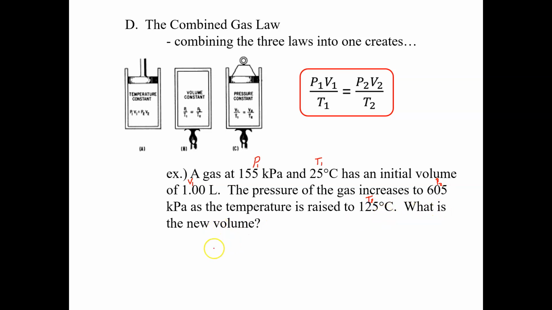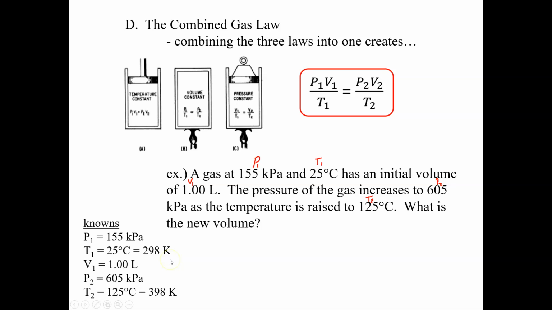What is the new volume? Well, this new volume, V2, must be the one thing that we don't know. That's our unknown. So knowns: we know P1, we know T1, we know V1, we know P2, we know T2. Don't forget, those temperatures must be changed to kelvins. Anytime we work with temperature and gas, we have to think about it in terms of Kelvin. The unknown is V2, which is the number of liters.